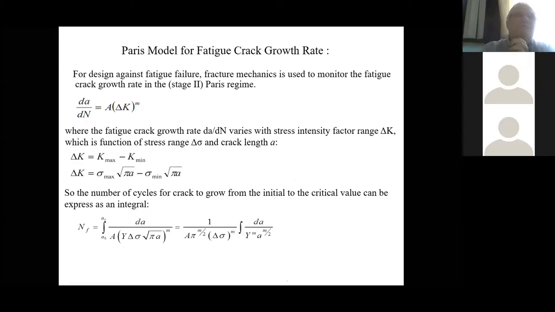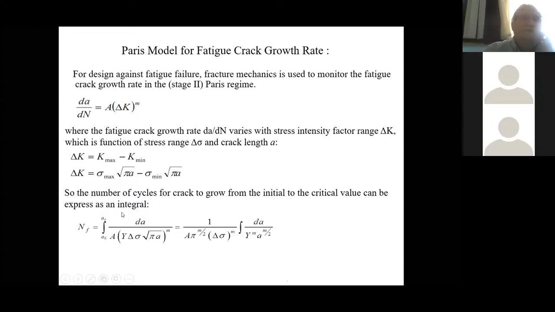So once again, Paris model, Paris law, Paris expression, whatever, is given here. Sorry that now A is used instead of C. That's the same coefficient anyhow. Delta K is now defined as K max minus K mean. That is the range, which is actually according to sigma max and sigma mean. So that is the meaning of delta.